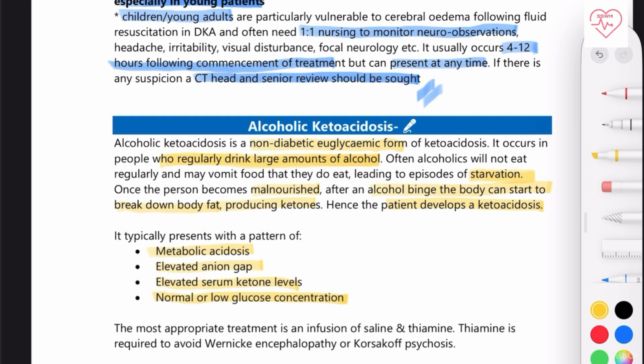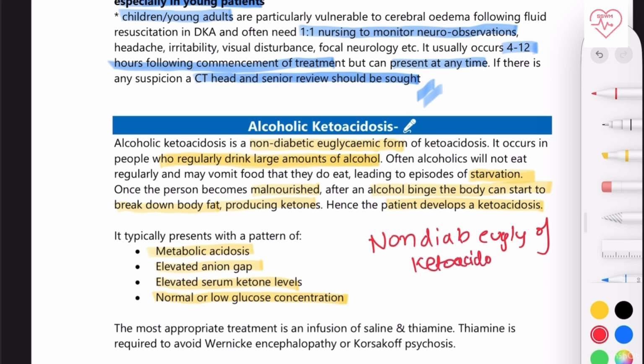Now, let me tell you what I want you to know from this topic. This happens with the non-diabetic euglycemic form of ketoacidosis. Correct? I hope you know this. It occurs in those who regularly drink large amounts of alcohol. What happens? Alcoholics will not eat regularly and may vomit food. So that can lead to what? Starvation. They don't eat regularly, and they also vomit whatever they have eaten due to having a large amount of alcohol. This leads to starvation, guys.